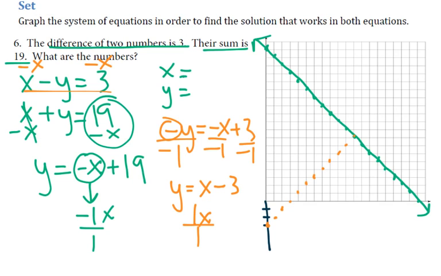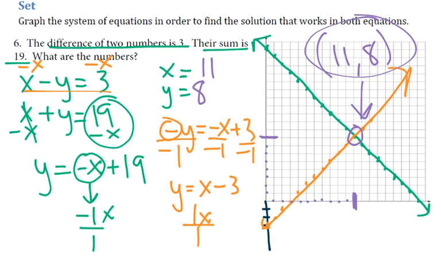Okay. We should see very easily where they intersect. So we know that point's our answer. Well, what is that point? So y value of 8, x value of 11. So that point there, 11, 8. So our answer is 11, 8. One number is 11, one number is 8. They add up to be 19. They subtract to give us 3.